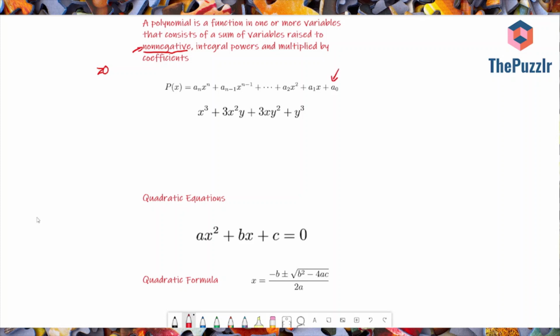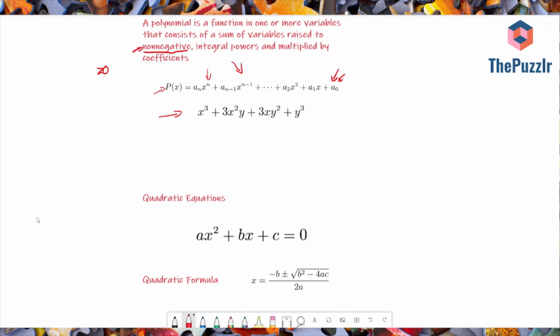For example, in this general form of a polynomial, you have all these terms where x is raised to a power from n down to no power, but n is always positive, right? So n minus 1, n minus 2, all the way to x to the power of 0, which is just 1. It's always going to be an integral non-negative power. So for example, here's a polynomial: x cubed plus 3x squared y plus 3xy squared plus y cubed. So this is a polynomial in terms of x and y.